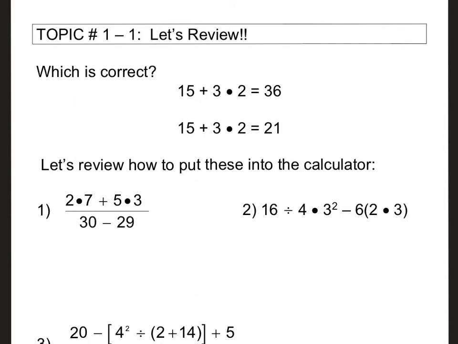We're going to start this year with just a little bit of a review over order of operations, combining like terms, how to distribute, things like that will be necessary for us to use throughout this year. So look at the first question. Which is correct? 15 plus 3 times 2 equals 36, or 15 plus 3 times 2 equals 21.